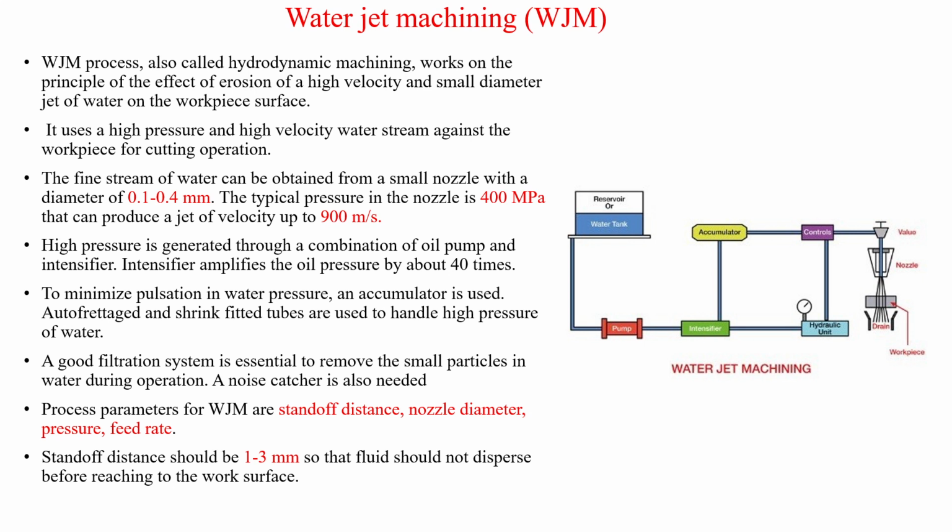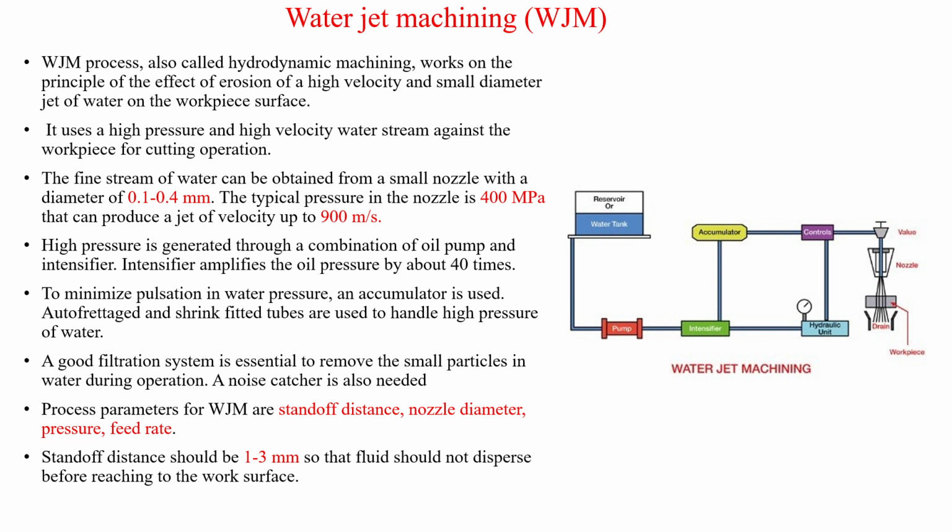To minimize pulsation in water pressure, an accumulator is used, and high-pressure tubes are used to handle this. A good filtration system is essential to remove all the particles in the water during the process. A good filtration system is used to remove the small particles, because you need to filter the water before it reaches the target surface. So for that, a noise catcher is used.